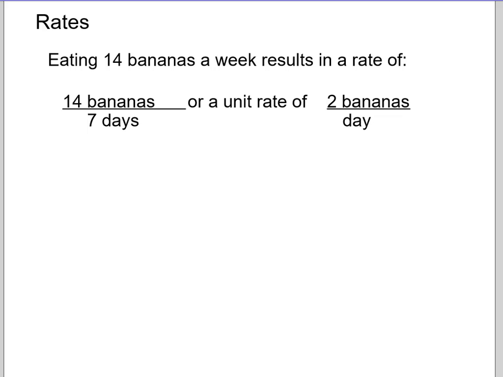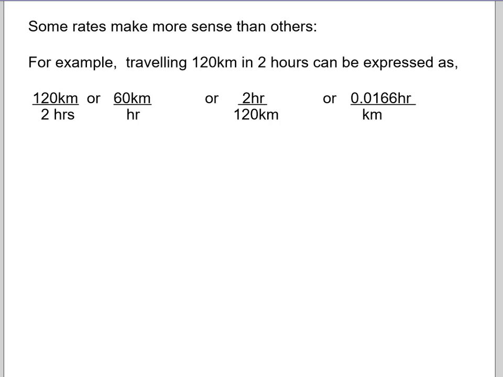Okay, so rates. If you were eating 14 bananas a week, so if you looked at that, 14 bananas every 7 days, you would have a unit rate of 2 bananas a day. That's just the way it averages out. So some rates make more sense than others.